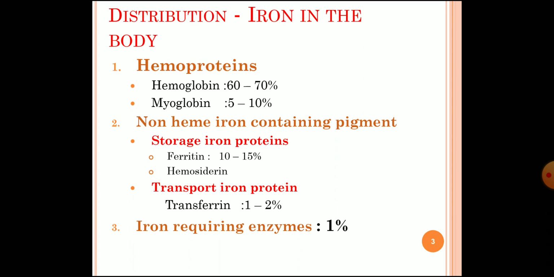And the third one is the iron requiring enzymes, that is only a minimal amount. 1% of the total iron is in the form of some enzymes, present along with the enzyme for various activities. Important ones are catalase and xanthine oxidase. There are so many enzymes which require iron for their activity, that is given in your book, you can refer.